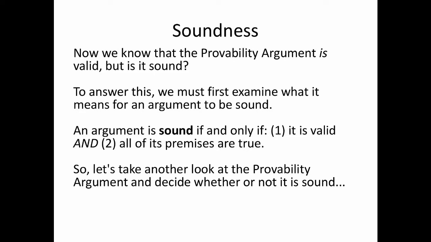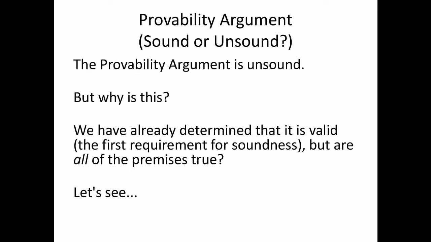Okay, so we've already looked at the first option. Is it valid? Yes, the provability argument is valid. But is it sound? Well, it's valid, but are all the premises true? And we looked at the first premise, right? The first premise says that if there are objective moral truths, then we should be able to prove them. And I want to say that this premise is false. Why is it false?